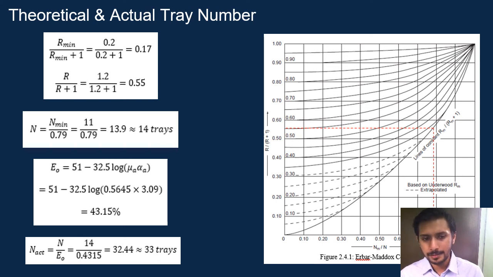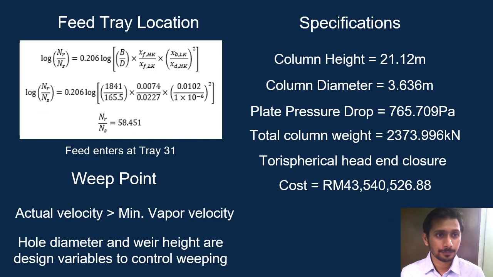However, one of these trays is represented by the reboiler. Thus, we have a total of 32 trays. Next, we will be identifying the feed tray location using this equation. So here we have the correlation between the number of stages in the rectifying section and also the number of stages in the stripping section, and the values B and D represent the bottom and top streams in molar flow, and the other components, the compositions of the heavy key and light key in the feed stream, bottom stream and also the distillate stream. Upon computing that, we are able to identify that the feed stream enters at tray number 31.